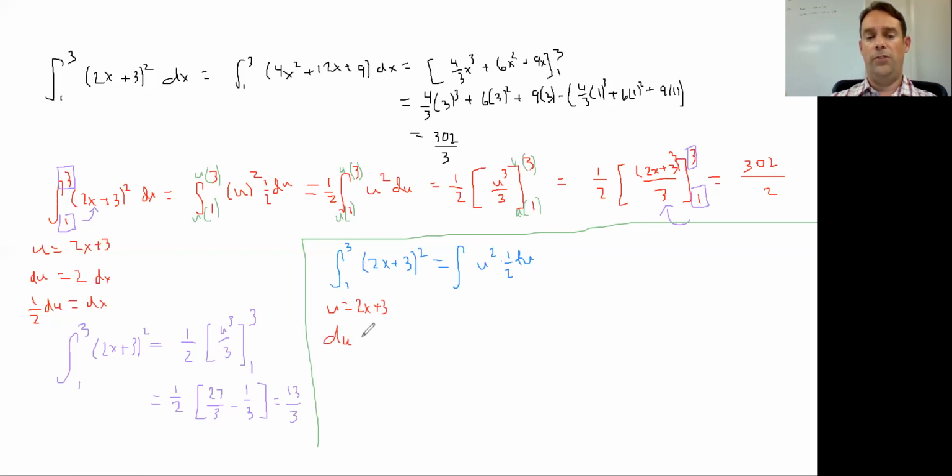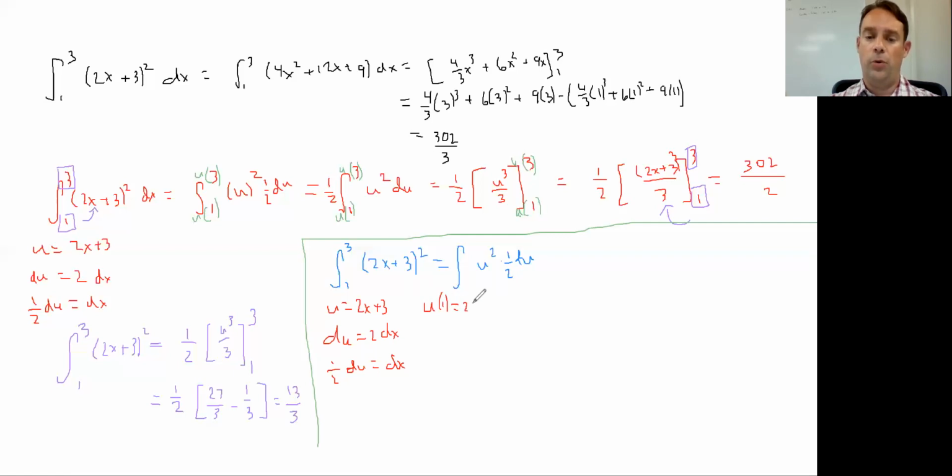So we still have all the same stuff that we did before. So 2 dx, 1/2 du equals dx. But what if, since my original bounds were 1 and 3, what if I were to change them?